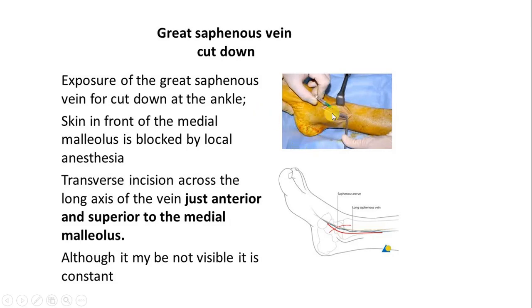Here, both the transverse or the longitudinal incision can be used. Although it may not be visible, it is constant at this place, so this can be readily exposed. This is called great saphenous vein cut down. So if you go to the hospital and see a patient with a cut down on the great saphenous vein, you can very well understand how this can happen.